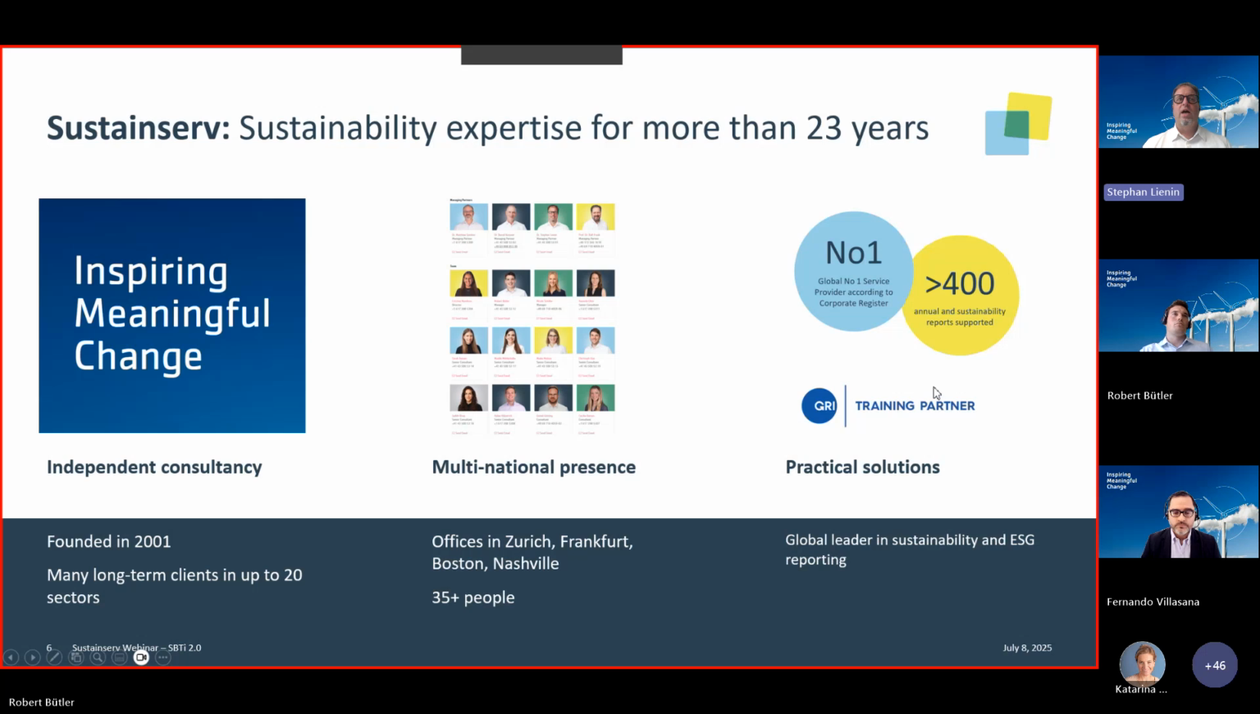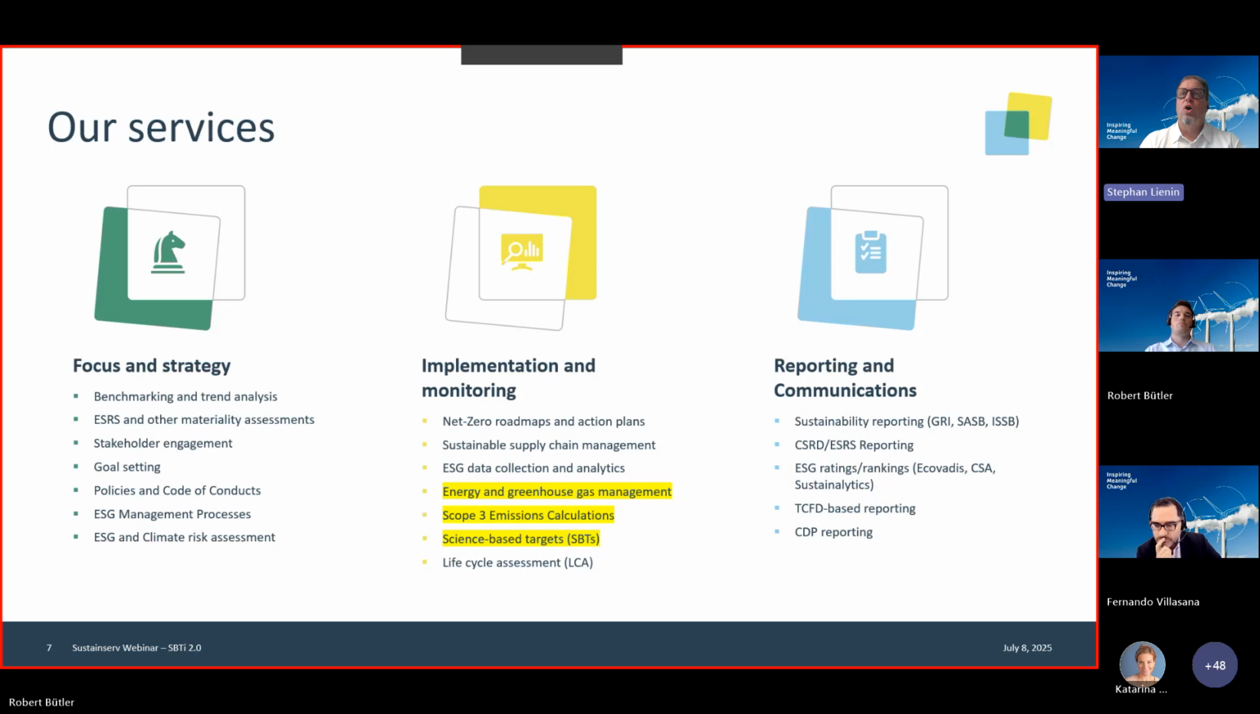A few words on SustainSurf. I see many familiar faces within the participants, but also new ones. We have been sustainability experts for more than 23 years now, basically operating out of Zurich, Frankfurt, and the US. Currently with 35 people, we are certainly still a boutique consultant, and we have grown considerably in the last 20 years, focusing also on many reporting standards, but that's not the only thing we do.